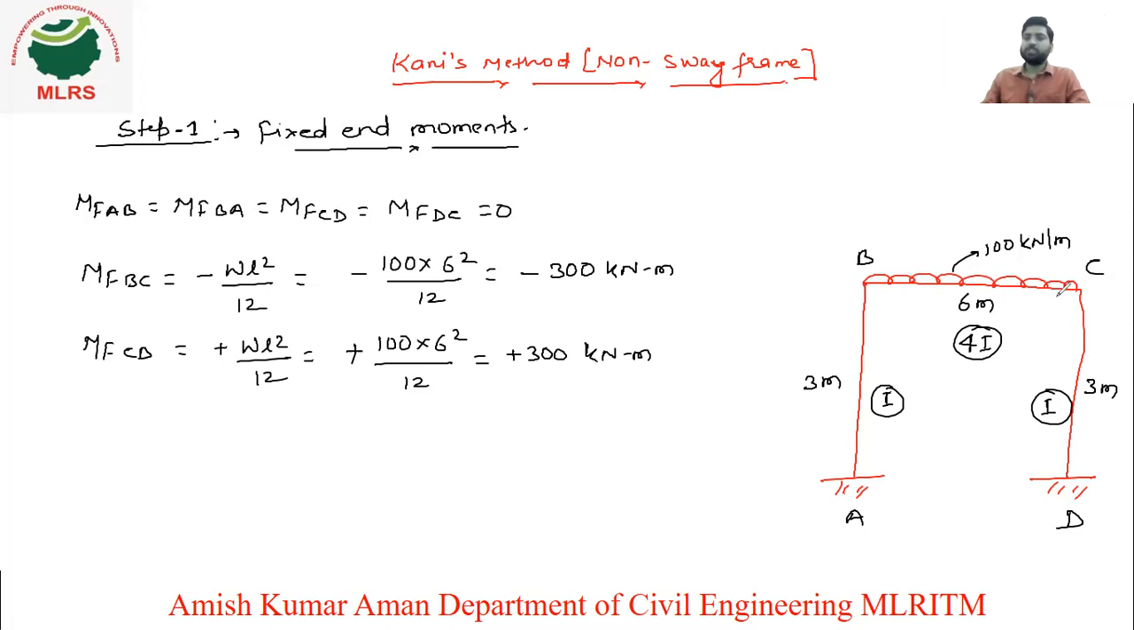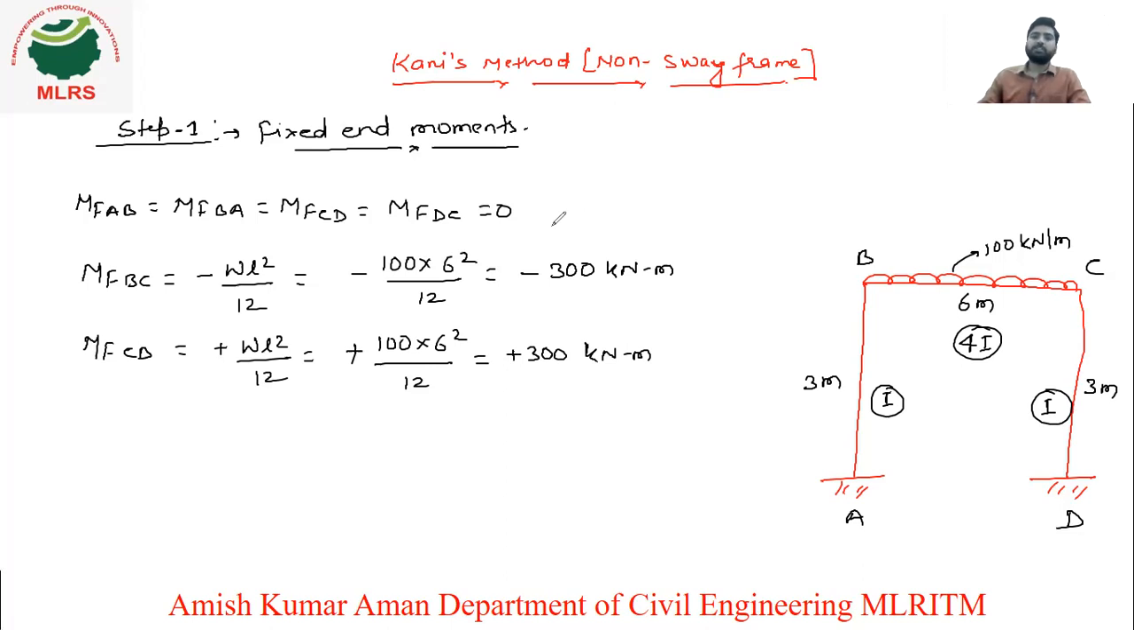Now coming to this BC span, MFBC and MFCB, UDL is there, so WL square by 12. The formula to find the fixed end moments is WL square by 12. If you are going from B to C, minus, and C to B, then plus. So if you calculate, you will get minus 300 kilonewton meter and plus 300 kilonewton meter.